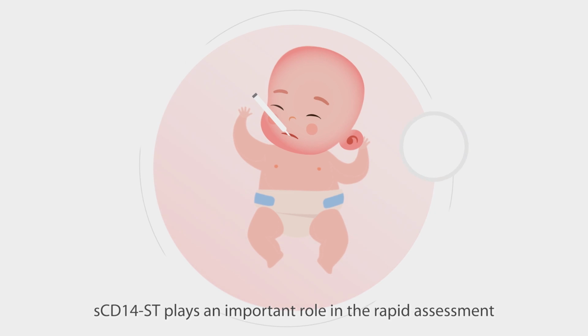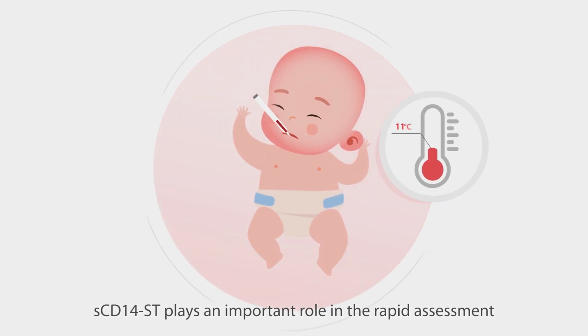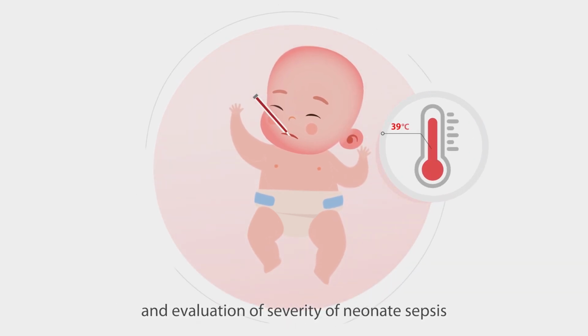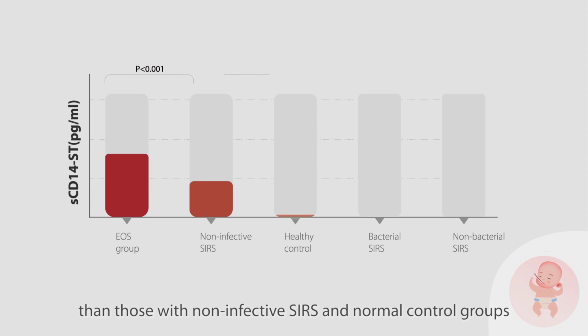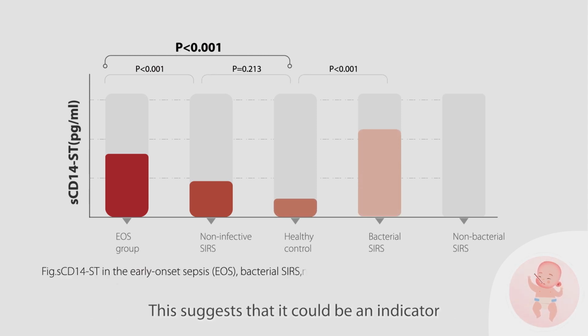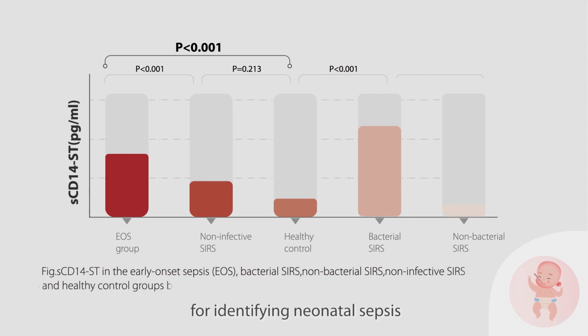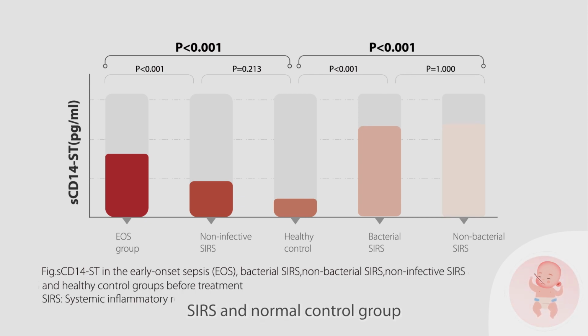sCD14-ST plays an important role in the rapid assessment and evaluation of severity of neonatal sepsis. Neonates with sepsis have significantly higher sCD14-ST levels than those with non-infective SIRS and normal control groups. This suggests that it could be an indicator for identifying neonatal sepsis, SIRS, and the normal control group.